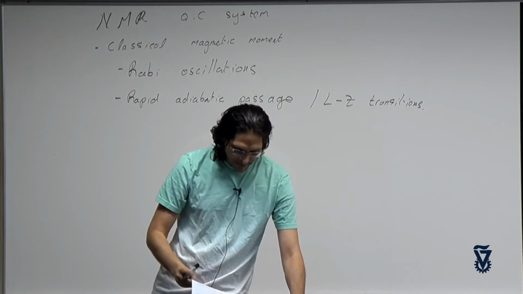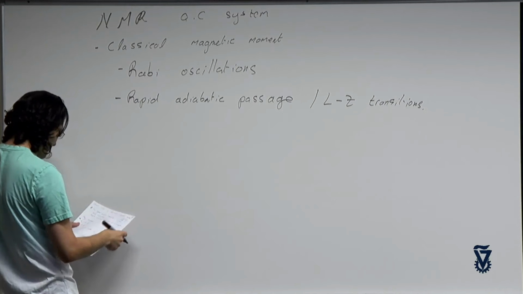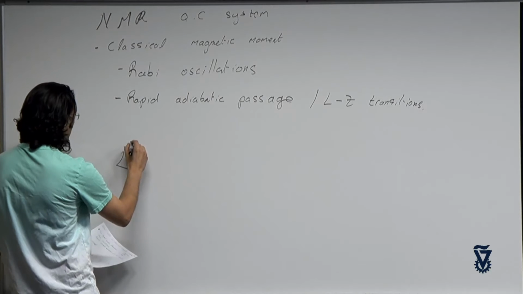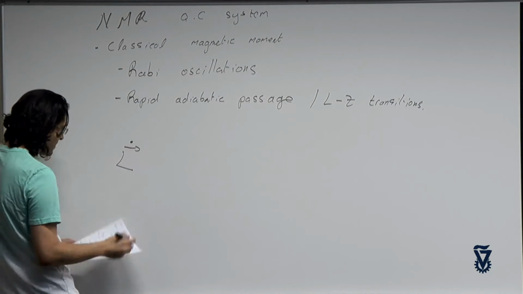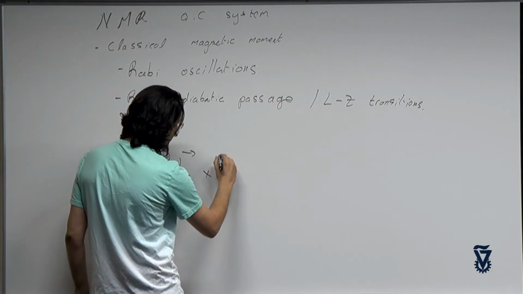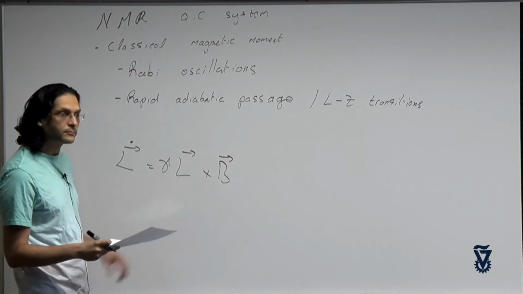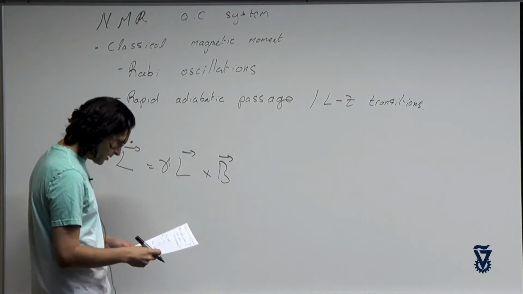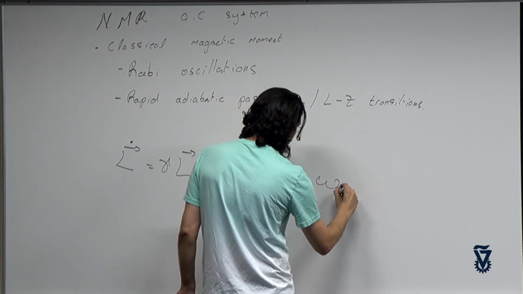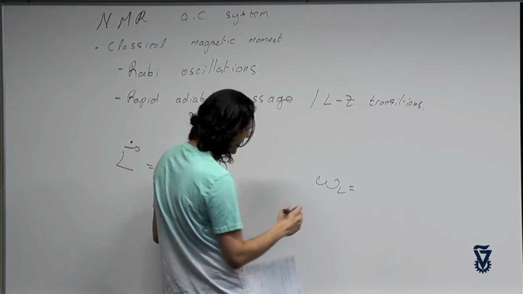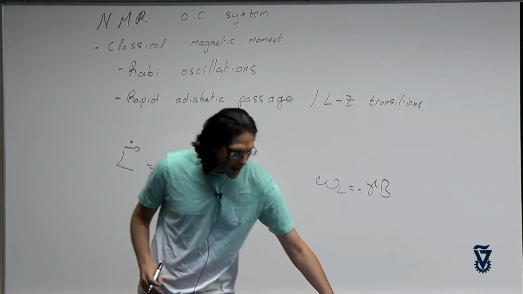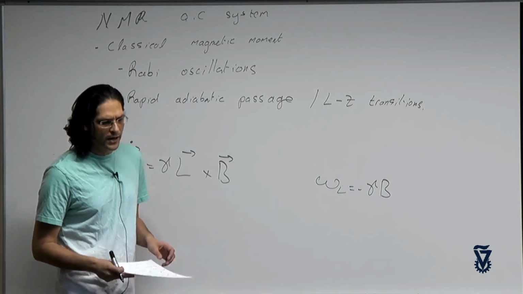What we saw last time is I introduced the equations of motion for a classical magnetic moment, and we saw that the time derivative of the angular momentum is just gamma times the angular momentum cross B, where B was the magnetic field. And the solution is basically an oscillation at the Larmor frequency, which was defined as minus gamma B.